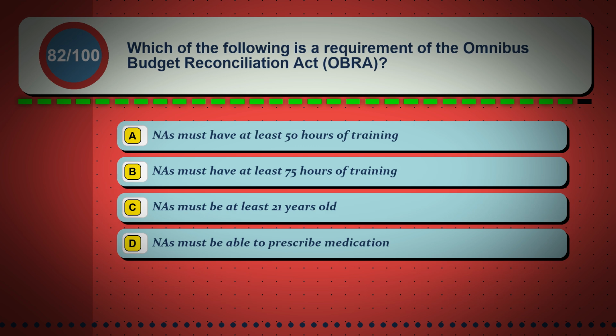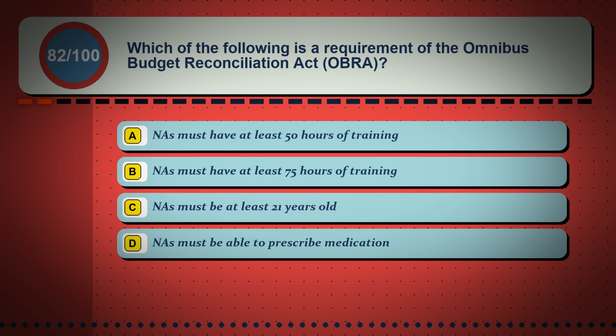Question 82. Which of the following is a requirement of the Omnibus Budget Reconciliation Act, OBRA? Option A, NAs must have at least 50 hours of training. Option B, NAs must have at least 75 hours of training. Option C, NAs must be at least 21 years old. Option D, NAs must be able to prescribe medication.